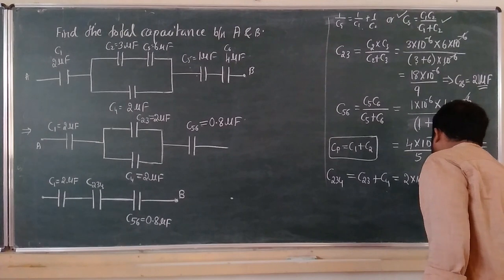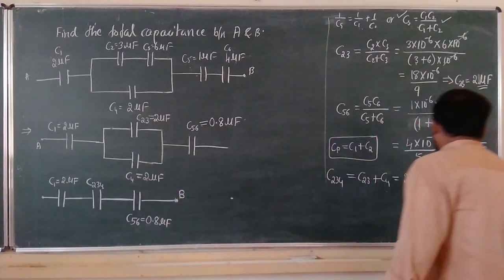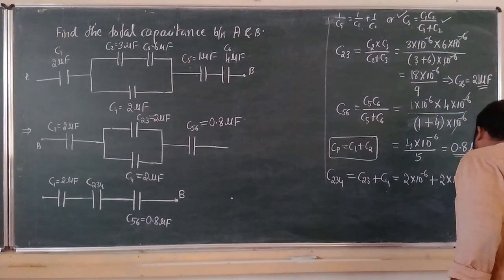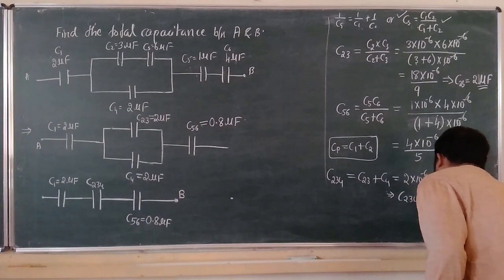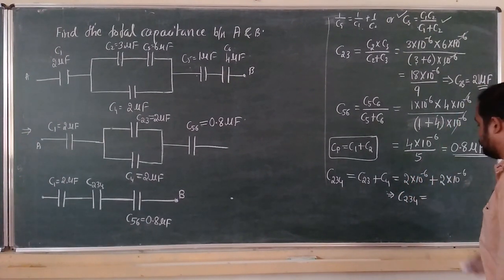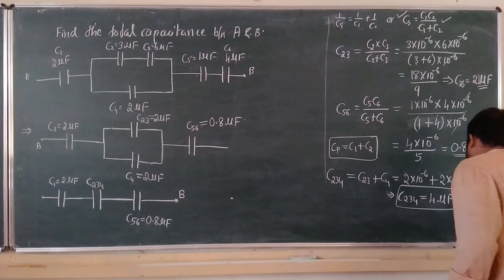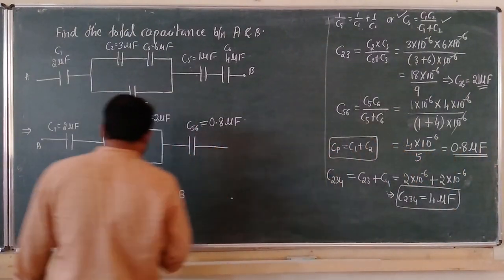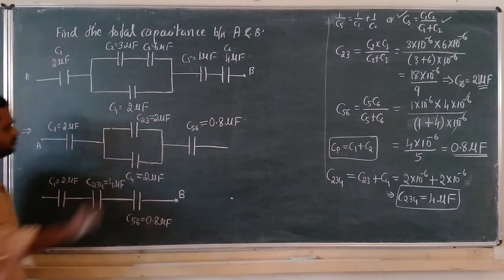C23 is 2 into 10 power minus 6 plus, again it is 2 microfarad, so 2 into 10 power minus 6. C234 is equal to 2 plus 2, 4 into 10 to the power minus 6, so 4 microfarad. Now the C234 value is equal to 4 microfarad.